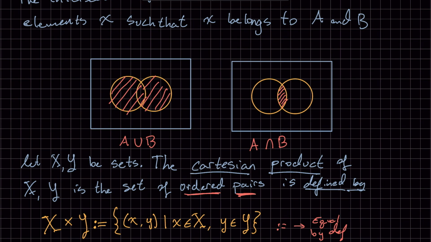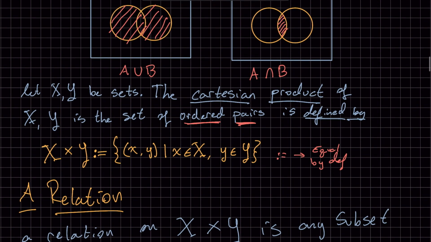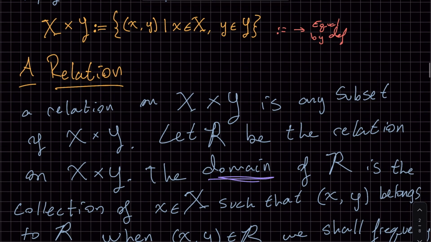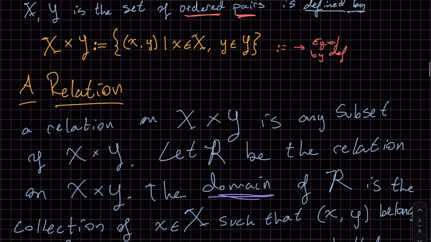So let X, Y be sets. The Cartesian product of X, Y is the set of ordered pairs, defined by X cross Y. This little colon with the equal sign means is equal to by definition, and that's all it means, equal by definition. So X cross Y is equal by definition to the set (x, y) such that x is in X and y is in Y. I try and separate the little y's and the big Y's and the little x's and the big X's the best I can, but it's hard.